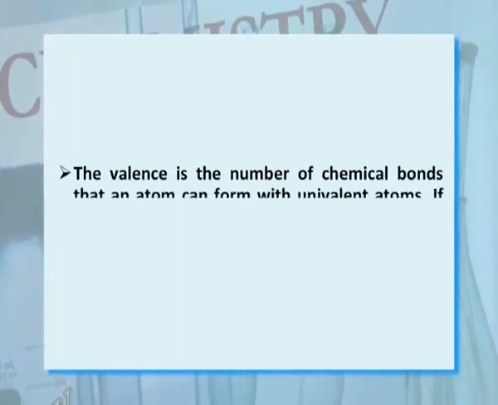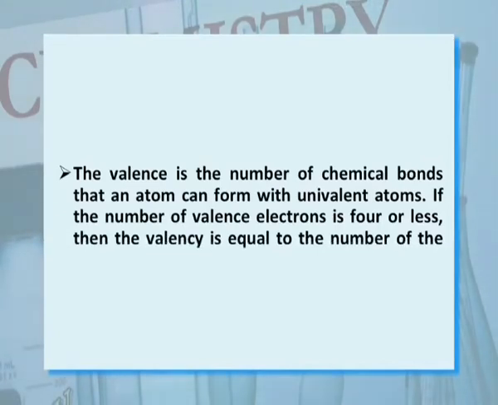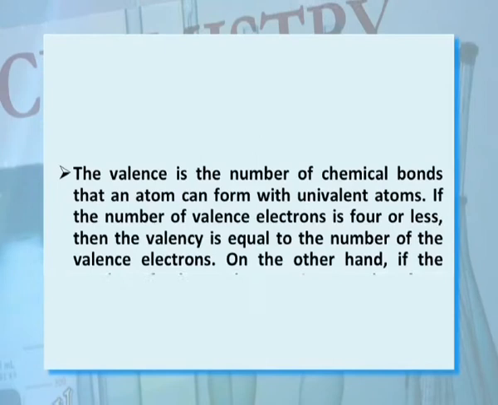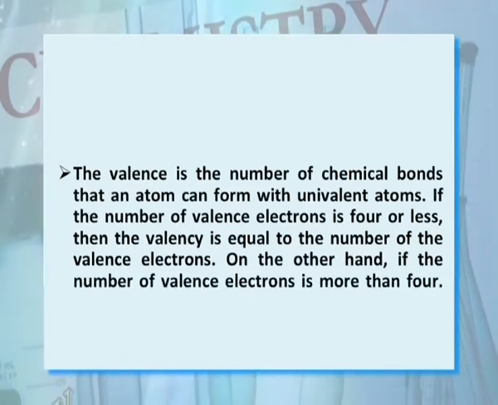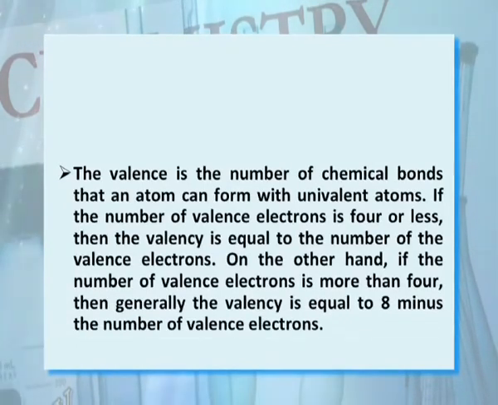The valency is the number of chemical bonds that an atom can form with univalent atoms. If the number of valence electrons is 4 or less, then the valency is equal to the number of valence electrons. On the other hand, if the number of valence electrons is more than 4, then generally the valency is equal to 8 minus the number of valence electrons.